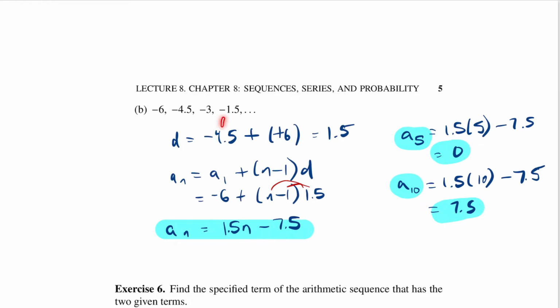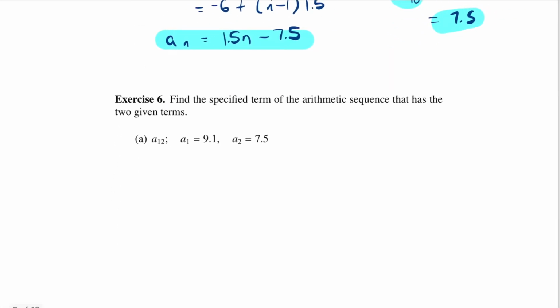Okay, find the specified term of the arithmetic sequence that has the two given terms. They're giving us back-to-back terms. Whenever they do that, back-to-back terms means you can find the common difference. The only reason we can do this is because they're telling us that it's arithmetic. So let's do second term minus first term to find the difference.